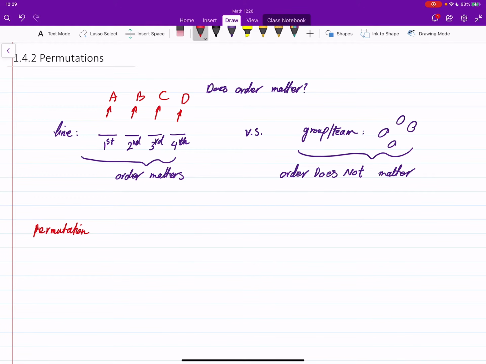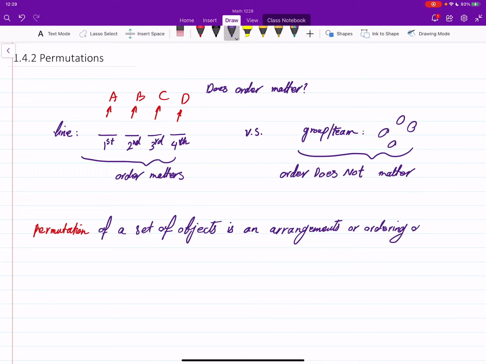So what is a permutation? A permutation of a set of objects is an arrangement or ordering of the given objects. As I said, this arrangement can be like having different duties, or order in a line.